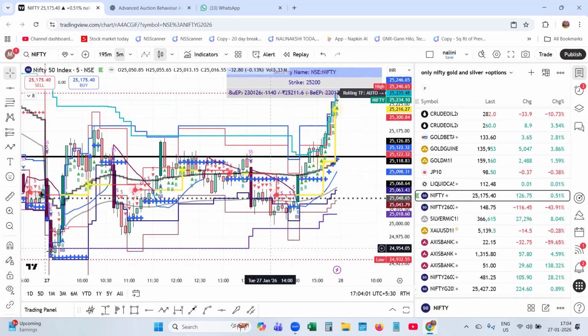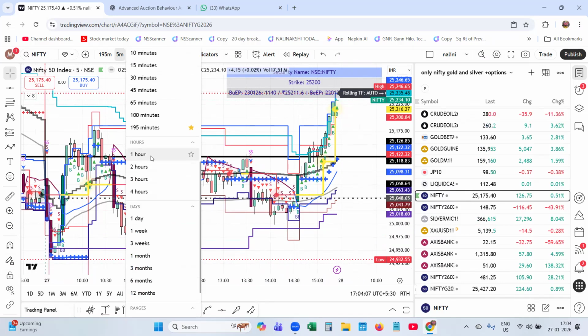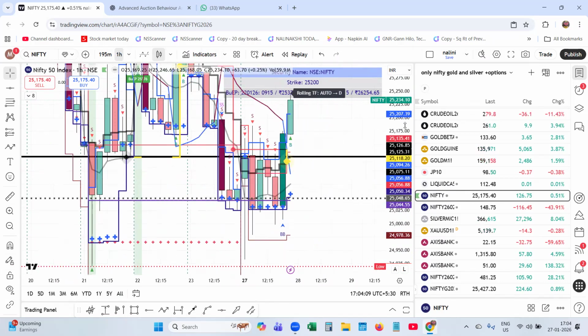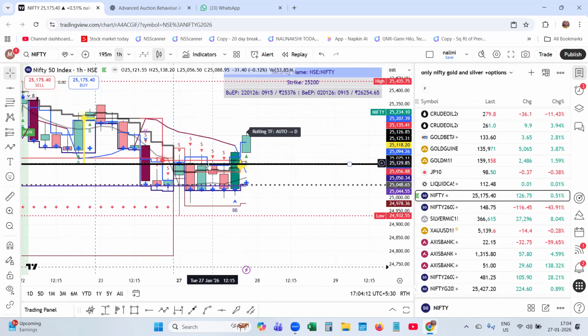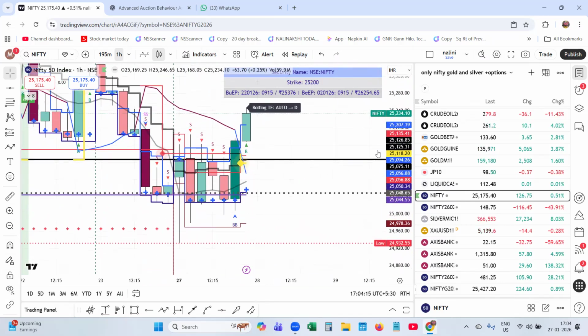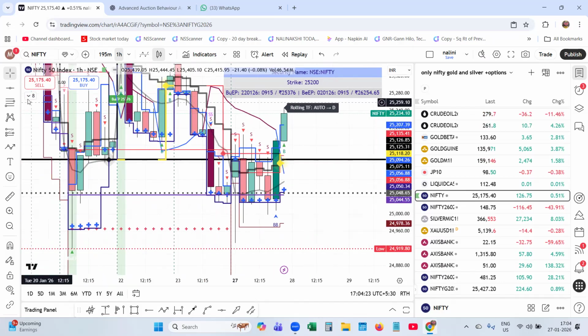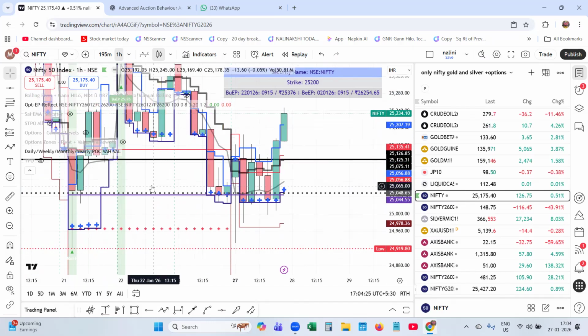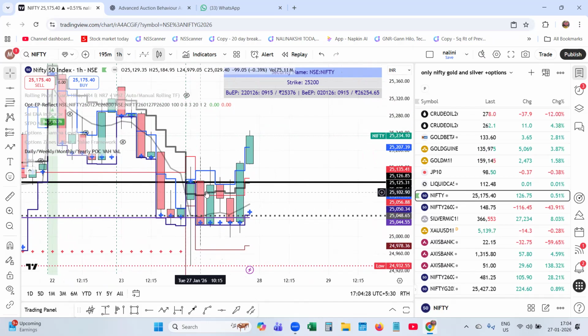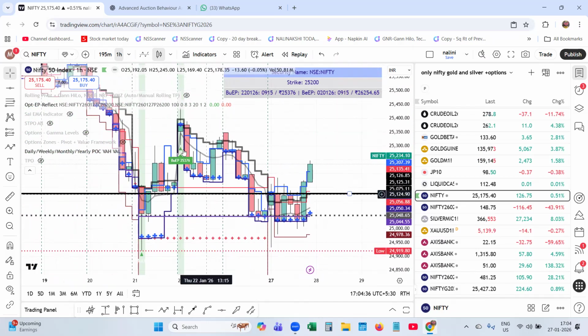This is a beautiful price action observation. Only with the help of market POC you can make out who is in control. You can clearly see I am on the hourly chart before closing. Nifty has crossed the weekly POC. Let me hide the rolling pivot reversal magic, and the price is above the value area high. The value area high and the POCs are here, from where there was no TPO developed over here.